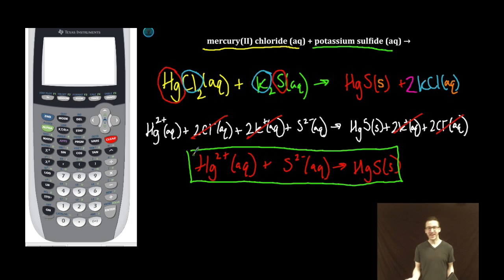Now, once you get the hang of this, you may not have to write out the complete total ionic equation. You can simply look at your precipitate that forms and pull the ions out from the reactant side to help you write your net ionic equation a little faster. And we're done.